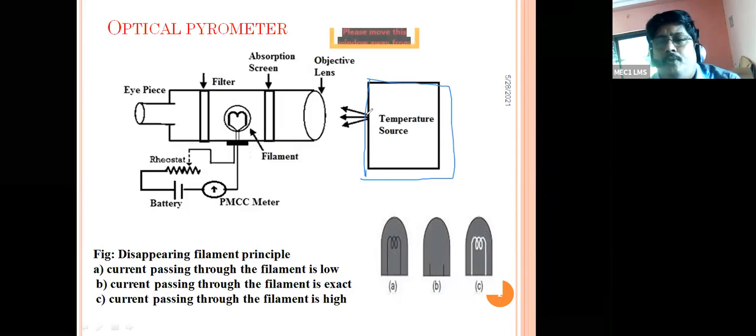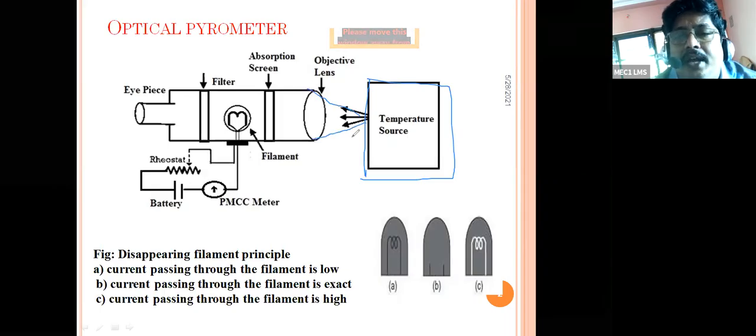See, optical pyrometer is a non-contact type of device. We have to place it near the object or body whose temperature has to be measured. That object emits light, and it is focused on the objective lens. Whatever radiations are emitted from the body, that means hot radiations, are focused to fall on the objective lens.